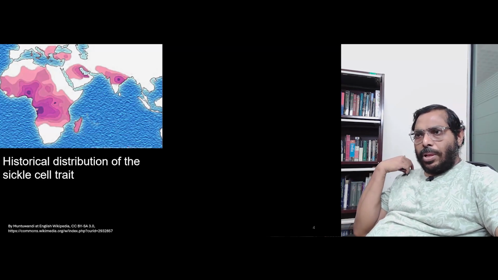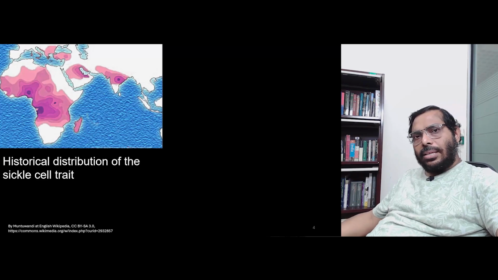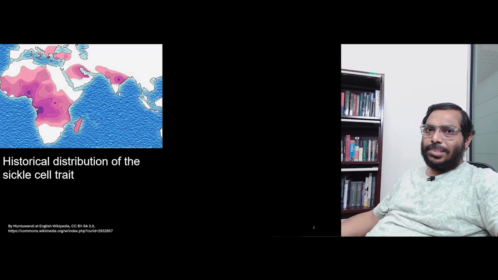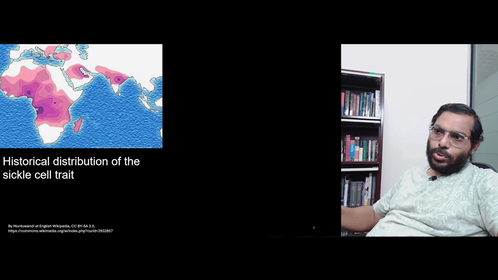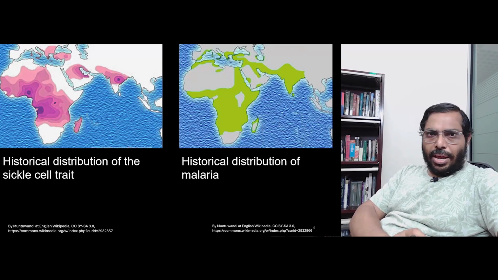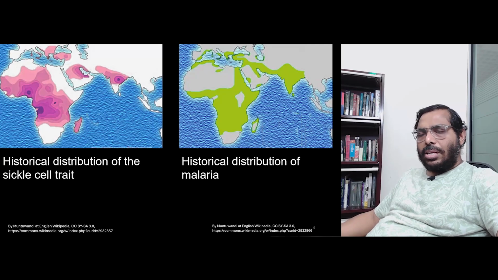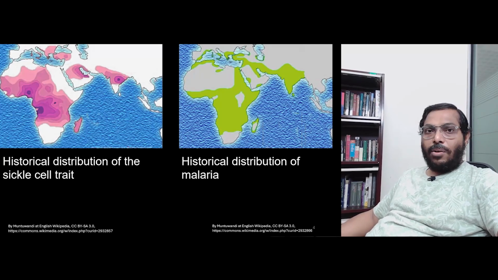So, obviously people ask the question: why is it that an allele which is so harmful in its homozygous form is so widespread? And as you know, the answer is malaria. It turns out that there is a very good correspondence between where you find the sickle cell allele and where you find malaria. And why is that?